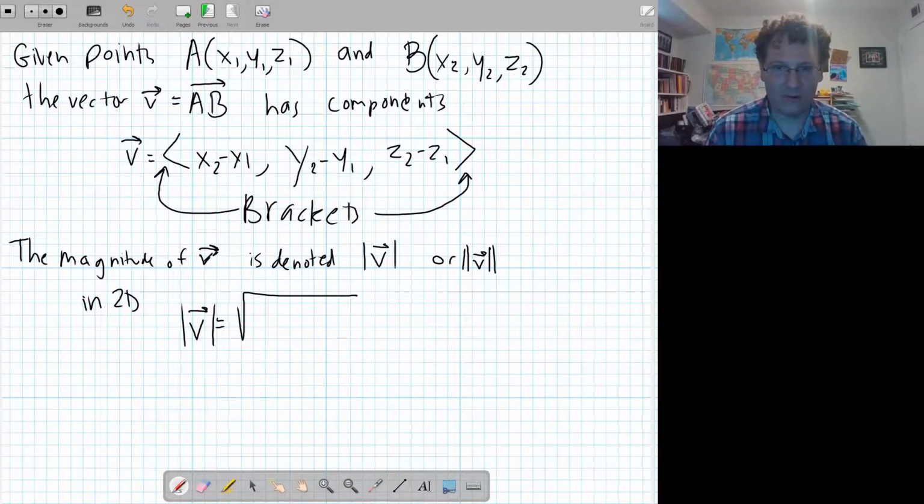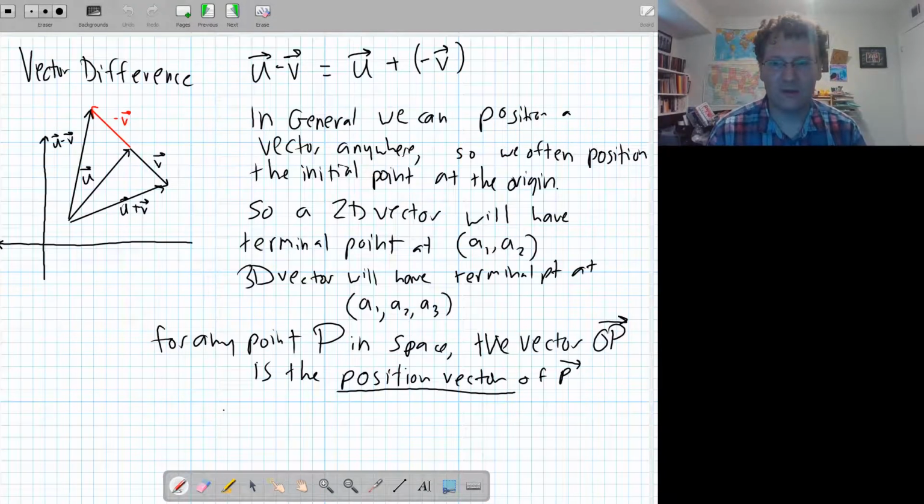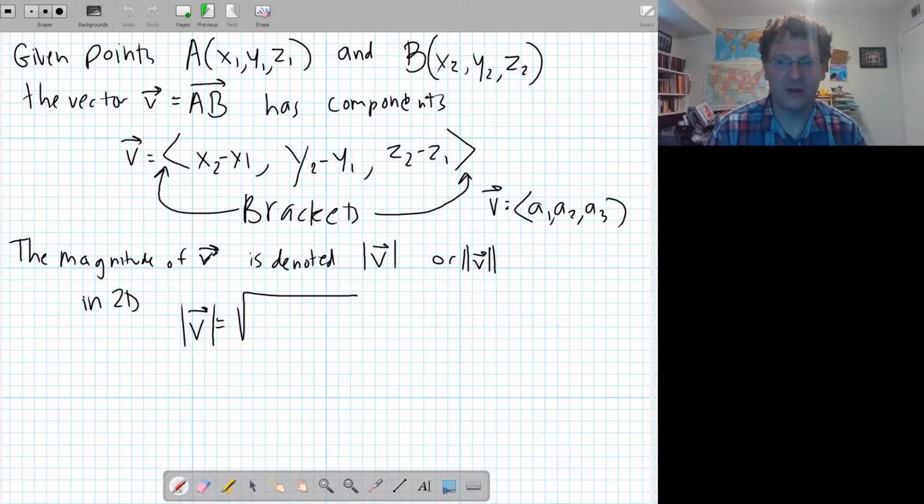square root of, so where V was, remember, the vector that had components. What did I write? A1, A2, A3. Let's just go back a second to the previous page. Did I put those in? It had the terminal points at A1, A2. The vector would be A1, A2, A3 with brackets.